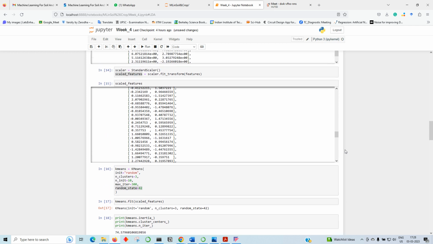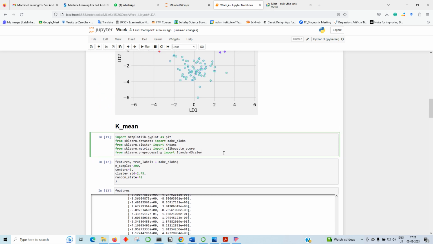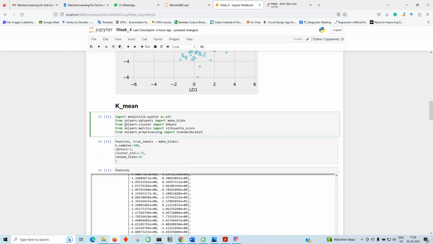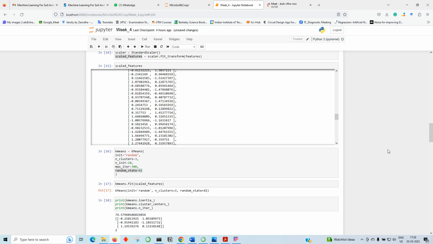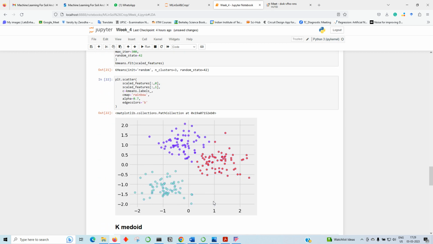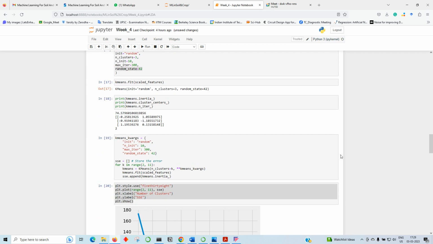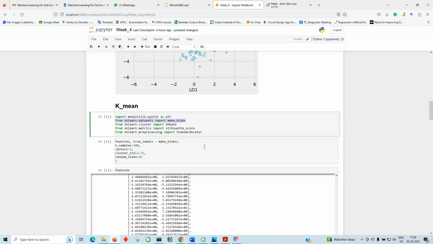So first we look at k-means. We have already imported the plot function. make_blobs is nothing but a function which creates this data set for us, so that's nothing to worry about. And KMeans is our main function. You can see we have used sklearn for all these things.